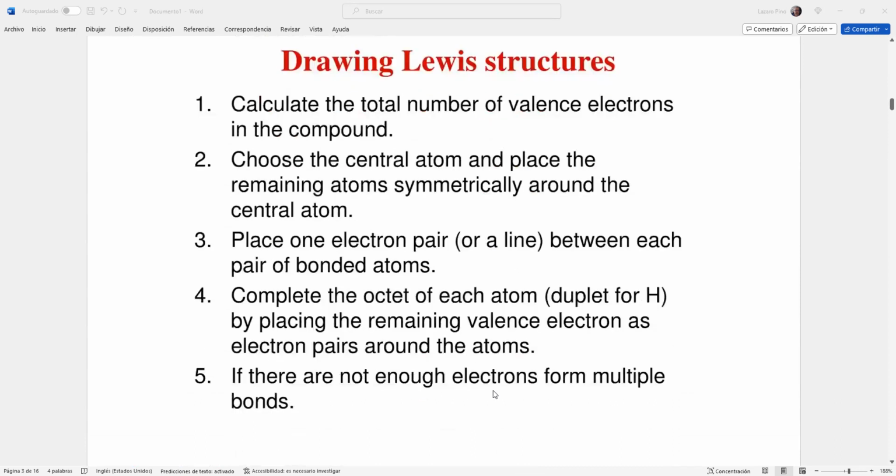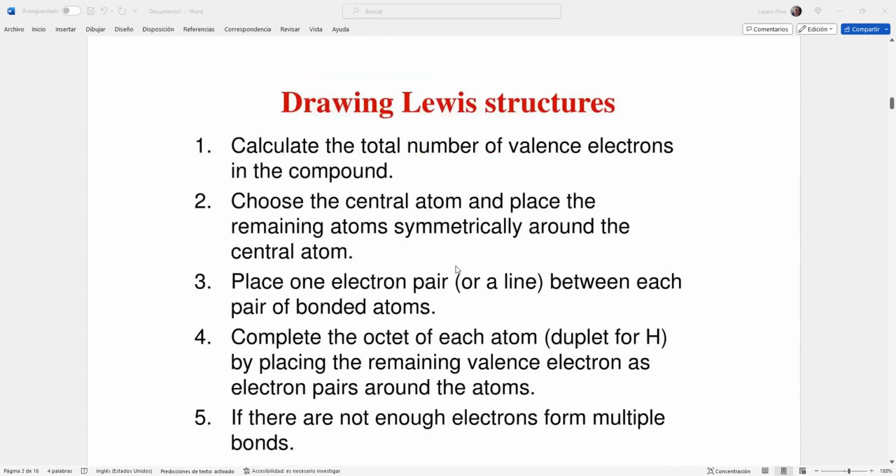Well, how can you represent a molecule using the Lewis structure? First, you have to calculate the total number of valence electrons in a compound. You have to choose the central atom and place the remaining atoms symmetrically around the central atom. Place 1 electron pair or a line between each pair of bonded atoms.